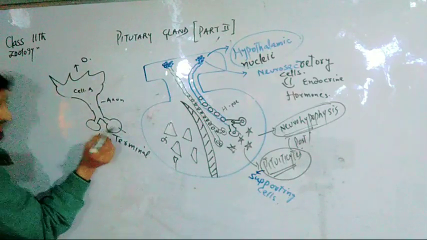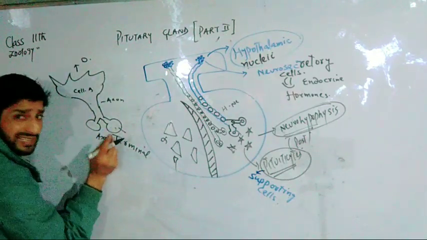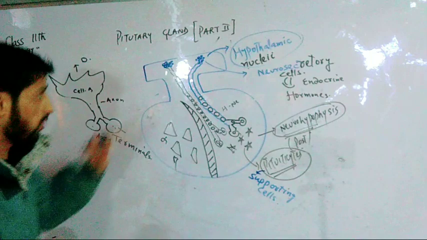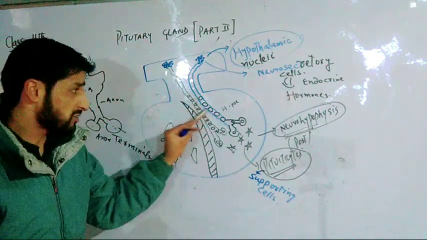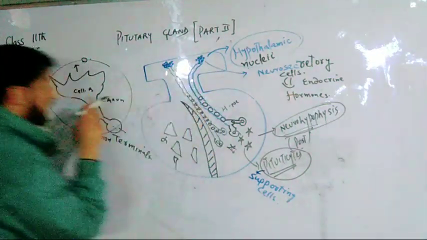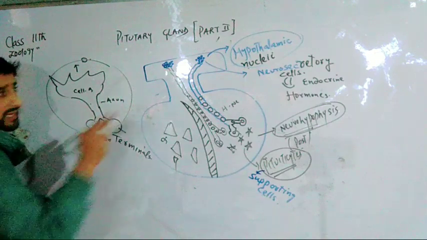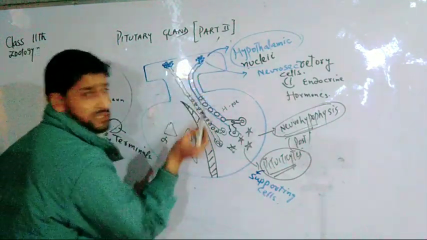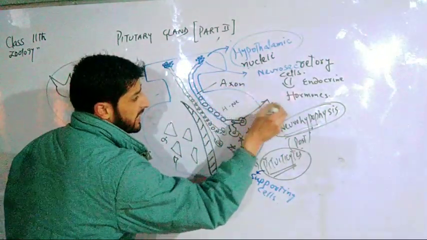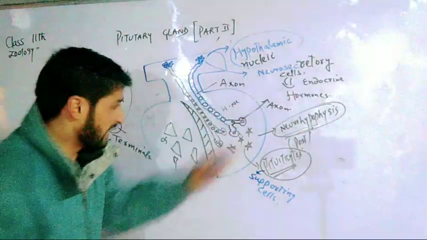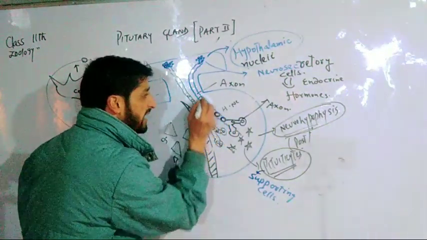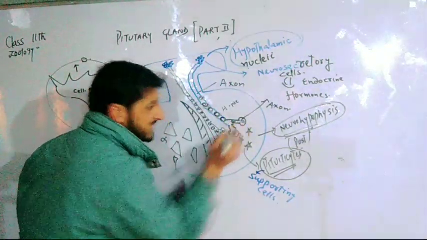This is a neuron, and in class 9th and 10th you might have heard that these structures are actually axon terminals. So if this is a neuron, this is also a neuron. This neuron also has special structures called axon and axon terminal. Both the axon and axon terminals contain special sac-like structures.